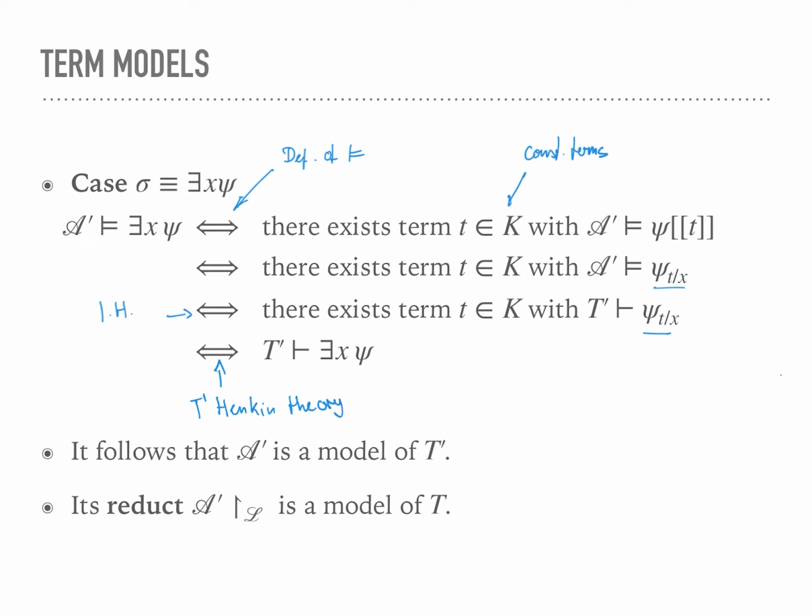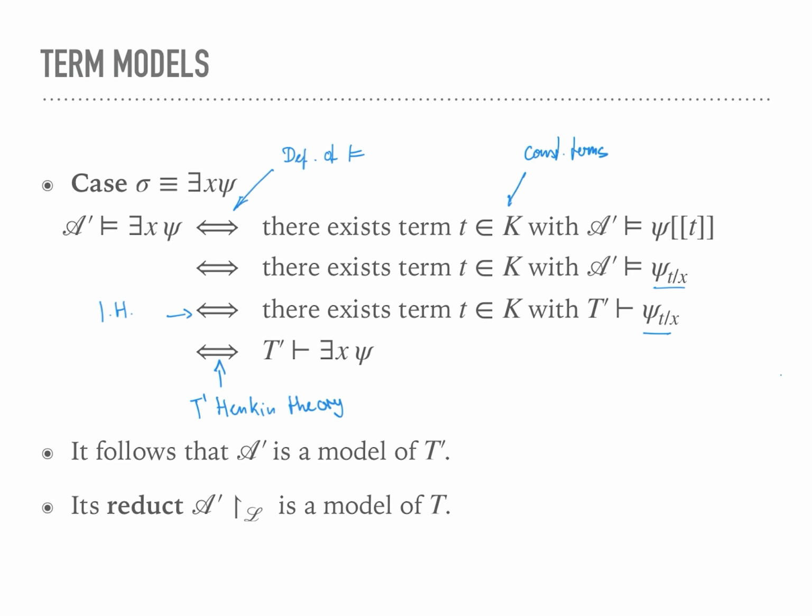One direction holds generally for theories, because we have the axiom that if we have this, this implies this. So from here to here, we can do this generally in theories, but in order to get from here to here, we need that t prime is a Hankin theory. Okay, and if we look at this, we have obtained our desired equivalence. And with this case, we now conclude the proof, and we have particularly shown that our canonical term structure is indeed a model of t prime.